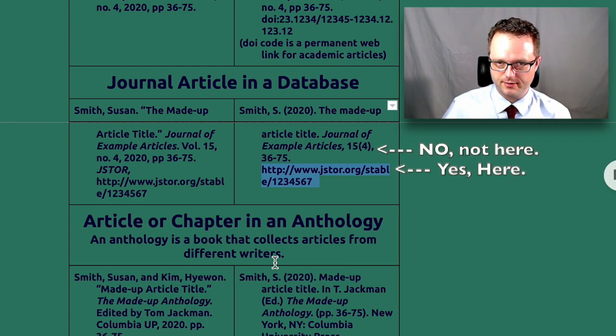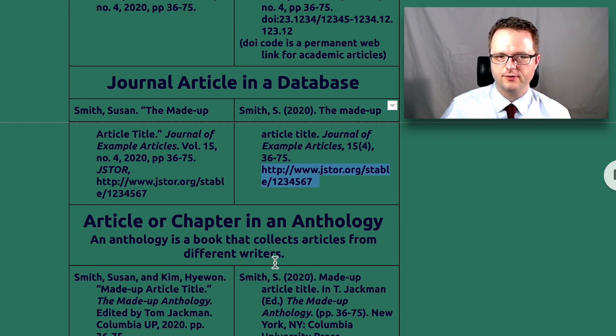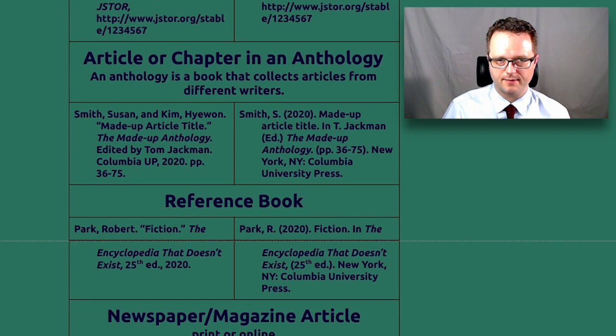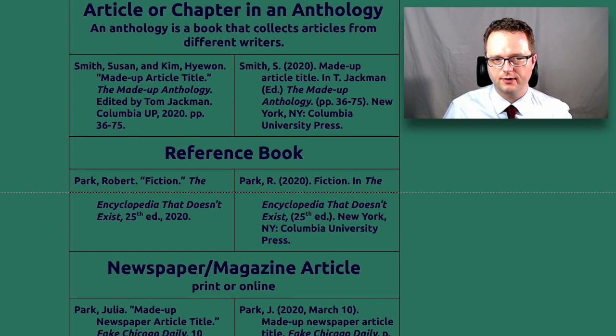So make sure that your DBpedia reference is here at the end, not in the place where your journal name should be. An anthology is a collection of articles, sometimes from different writers, collected into one book. And here is how to cite an anthology in the different styles. One of the biggest differences you'll notice each time is that APA puts the year right after the author's name, and they use the first initial of the author's given name instead of the full given name of the author.